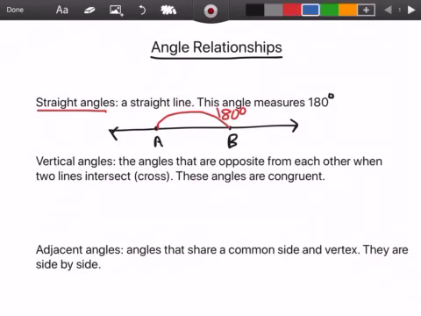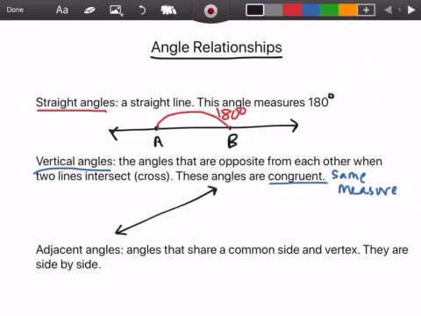Next, we have vertical angles. It's the angles that are opposite from each other when two lines intersect, which means when they cross. These angles are congruent, meaning they have the same measure. So what this is going to look like are two lines that intersect, they cross.